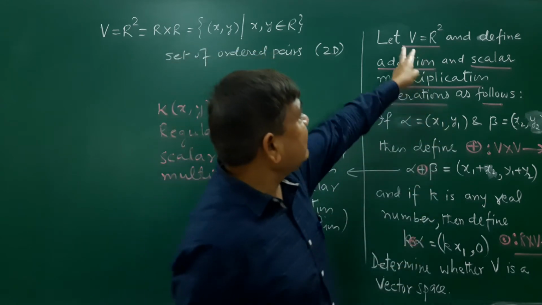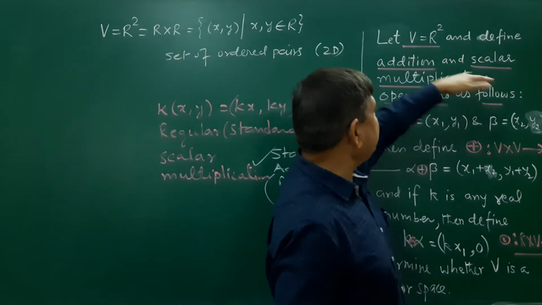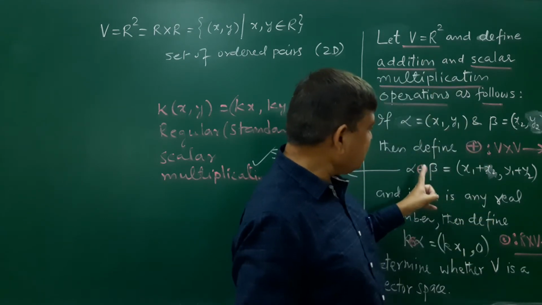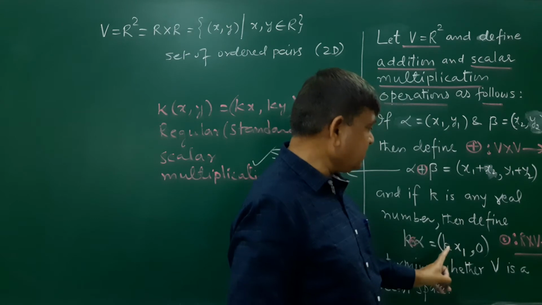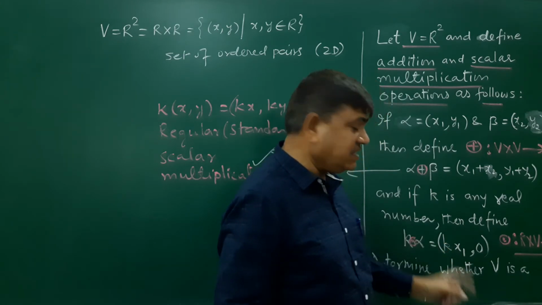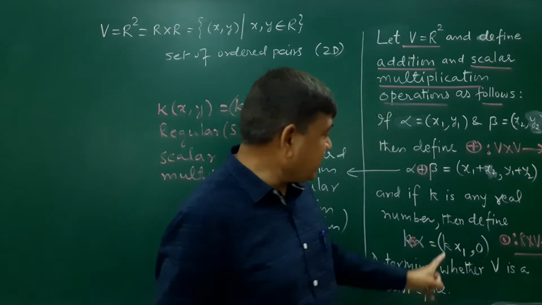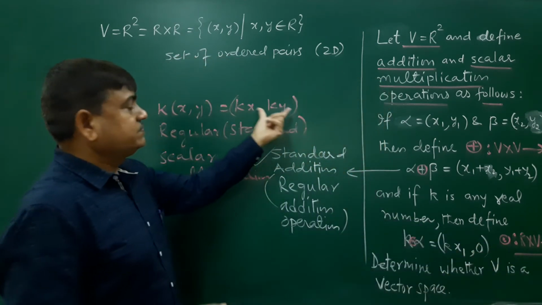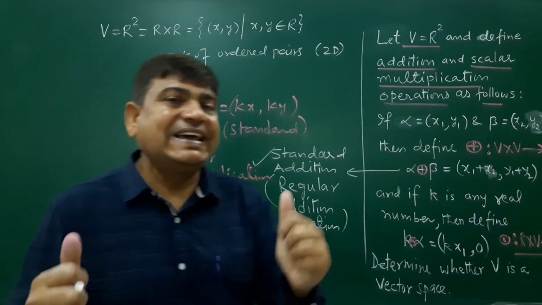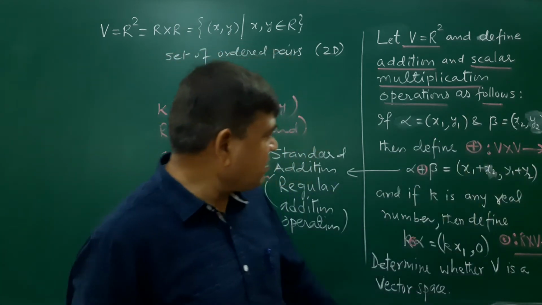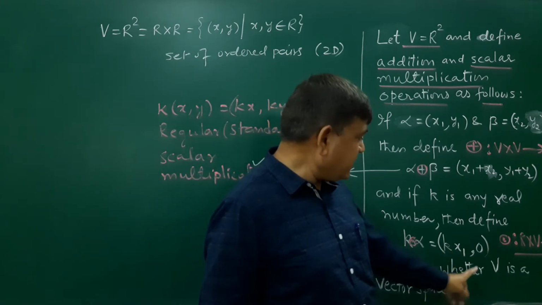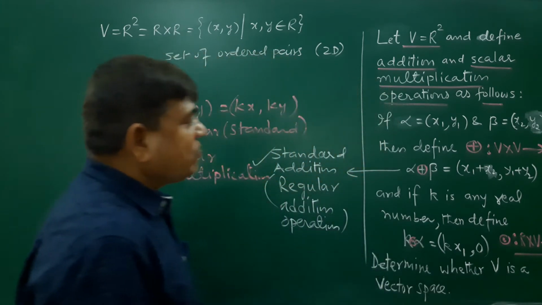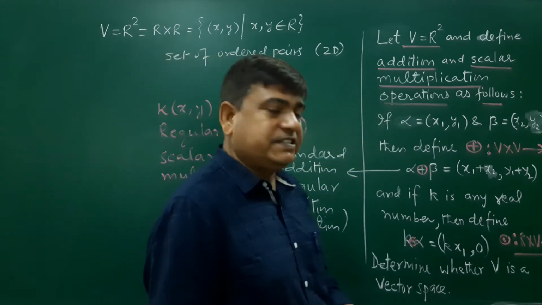Okay, so here let V equal R square and define addition and scalar multiplication as follows. This is the addition operation and this is the scalar multiplication, but this is not the standard one. If I write kx1 comma kx2, ky1, just like this one, then it will be as usual as we did yesterday, but this is different. Here the second element is 0. Determine whether V is a vector space.